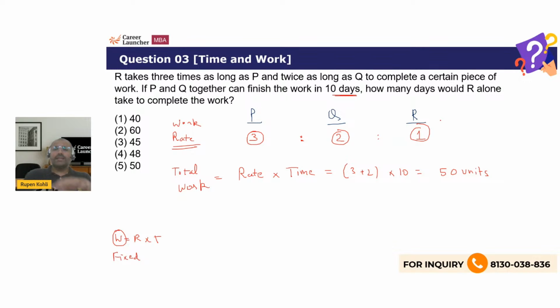Then the question is, how many days would R alone take to complete the work? This 50 units will be done by R at the rate of 1 unit per day. So yeah, he'll take 50 days. Right? Girish, clear? I think you did 3 plus 2 plus 1 or something like that. I don't know. Right? It's 50 units. So 50 units, 1 unit per day rate of R. So obviously he'll take 50 days.